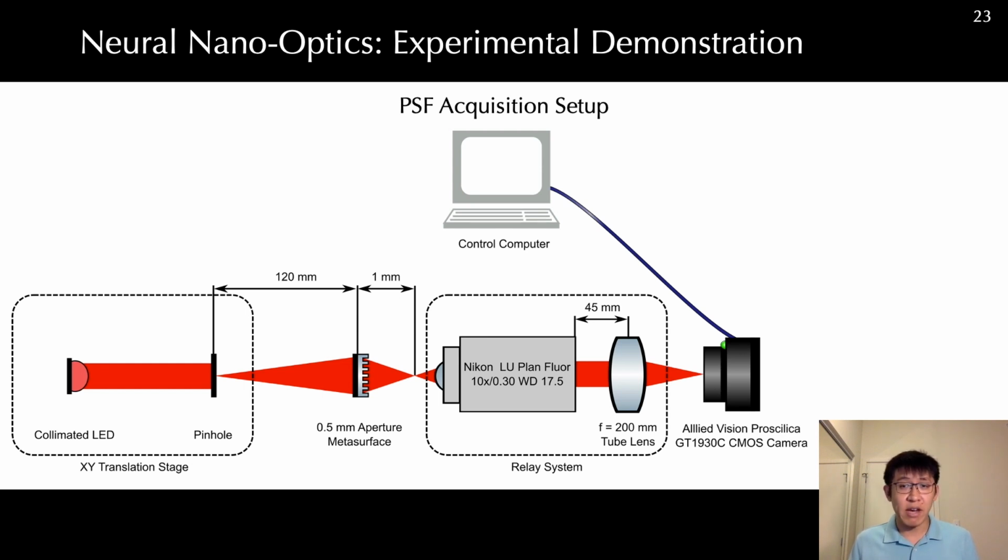The PSF acquisition setup is very similar to our imaging setup. The metasurface and relay system are kept exactly the same. We only replace the OLED screen with a collimated LED and pinhole. With the LED and pinhole, we can construct a point source for each wavelength, allowing us to measure the PSF for each wavelength. This diagram can also be found in the supplementary information of the paper.